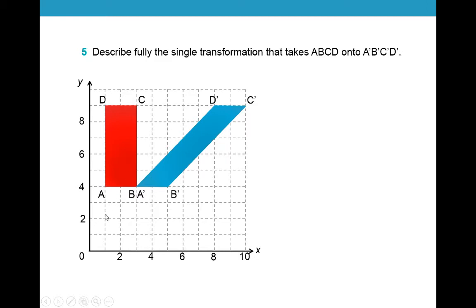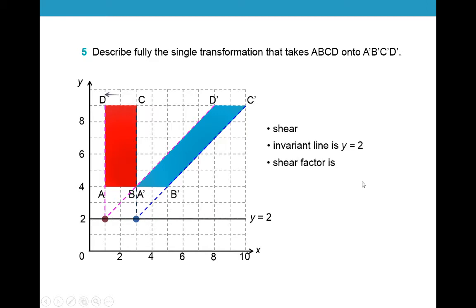And the distance is, well, if I do this point up here, what's that going to be there? 2 going up to 9 is 7. And going across here is 1 to 8 is 7. Okay, 7 divided by 7 is 1. So the invariant line is y equals 2. The shear factor, scale factor, is going to be 1. Okay, so done that. Right, y equals 2, invariant line. Shear factor is 1 divided by 1, 7 to 7 is 1.